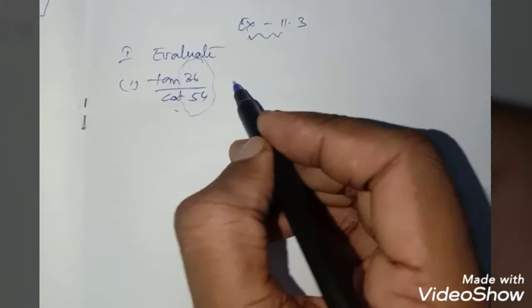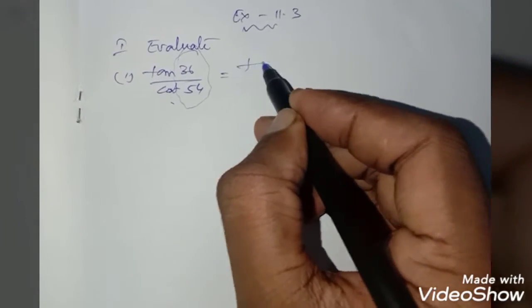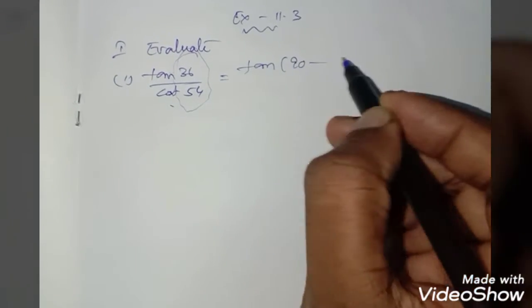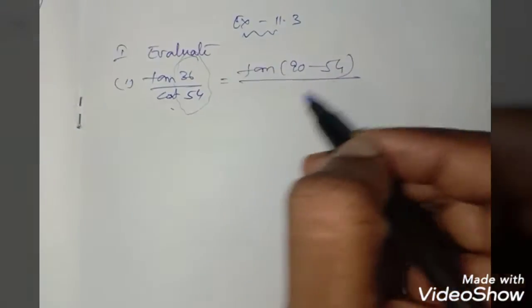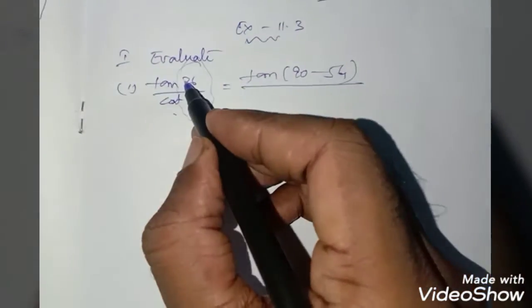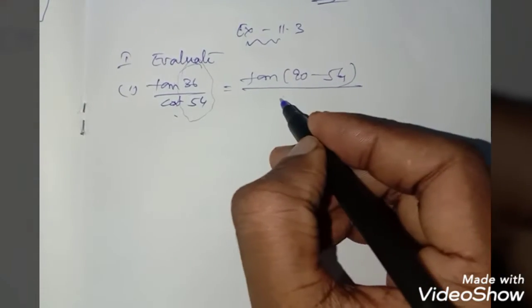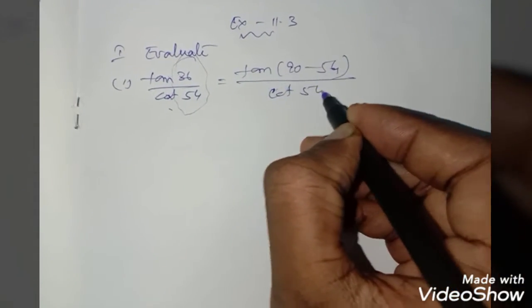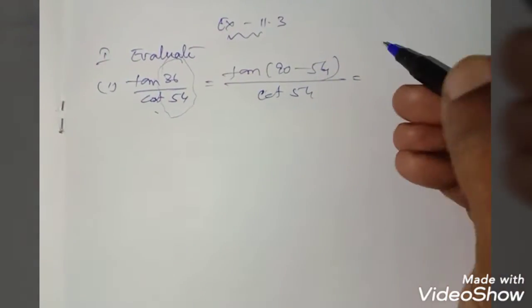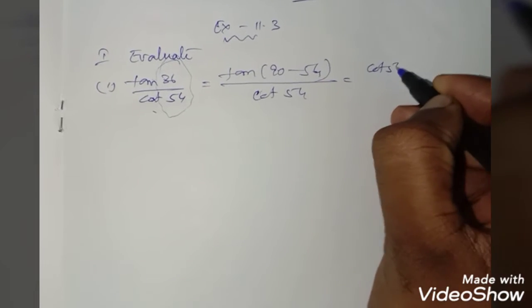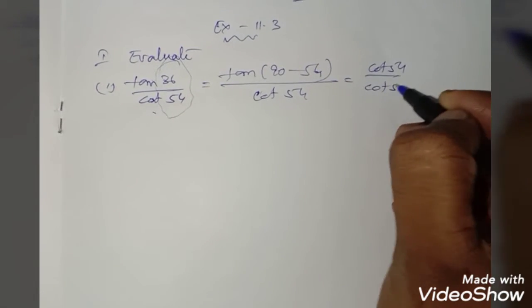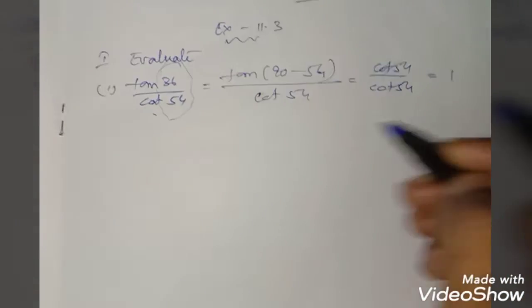So I can convert any one of these. I can write this as tan (90 minus 54), which is nothing but tan 36. 90 minus 54 is 36, that's why I have written 90 minus 54. And here cot 54 as it is. Now tan (90 minus 54) is cot 54, divided by cot 54. If I cancel, you'll get 1.